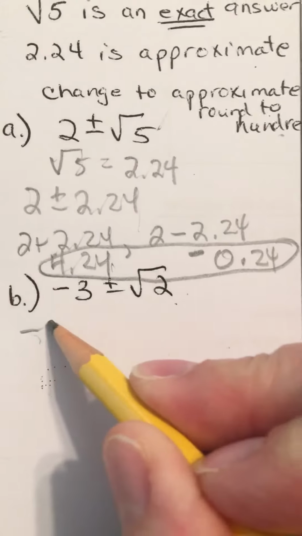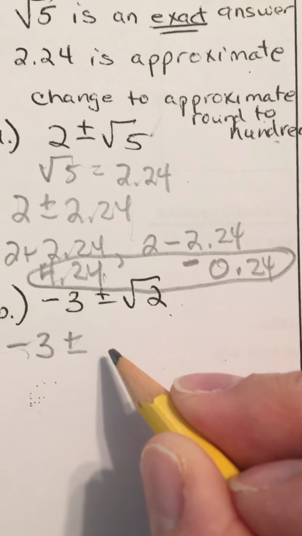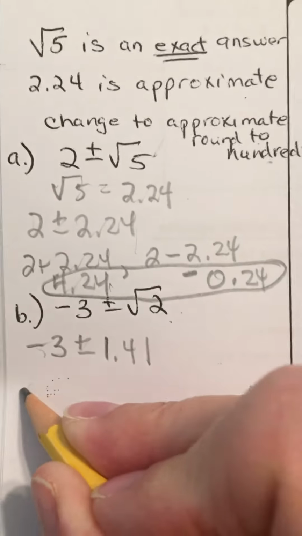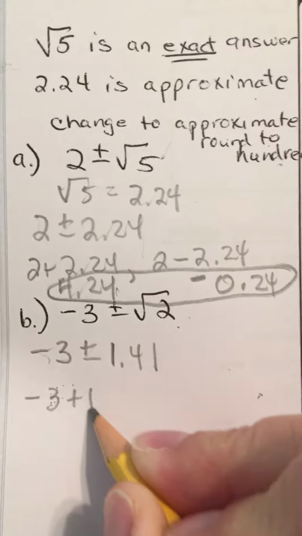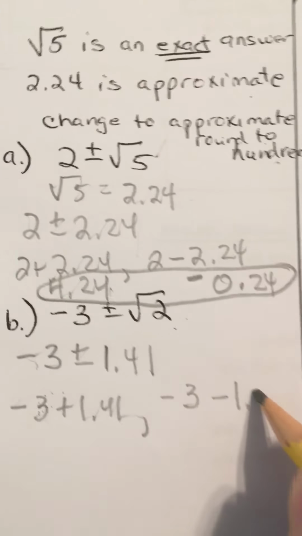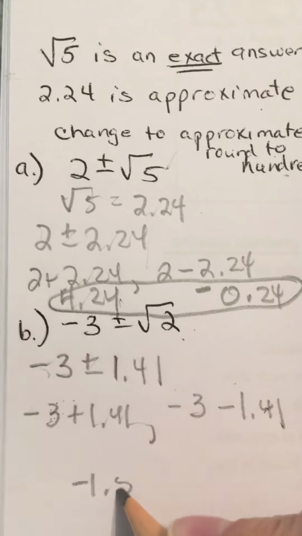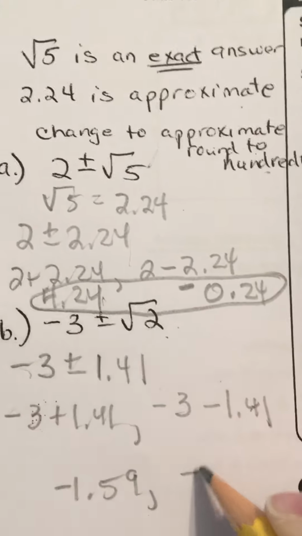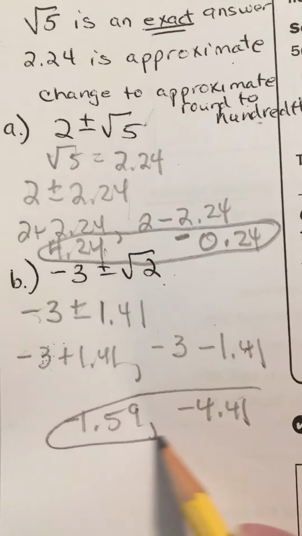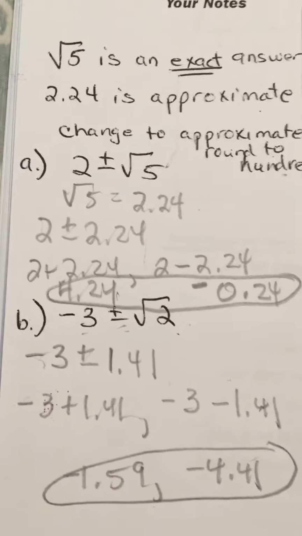So I would do negative 3 plus or minus, and the square root of 2 rounded to hundredths place is 1.41. So that's the same as negative 3 plus 1.41, comma, negative 3 minus 1.41. So this becomes negative 1.59, and this becomes negative 4.41. So again, rounded to the hundredths, it would be that answer. Exact answer would be negative 3 plus or minus root 2.